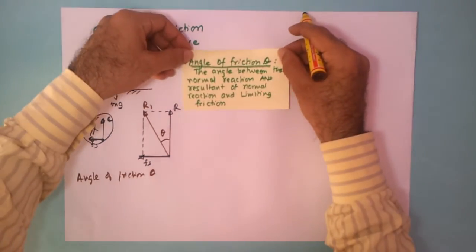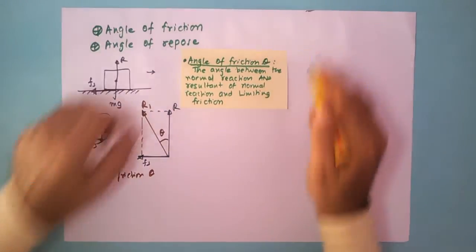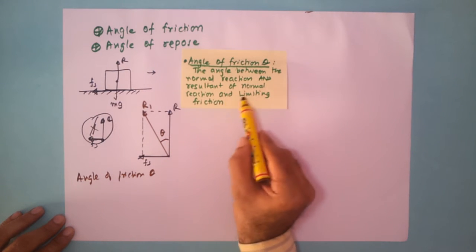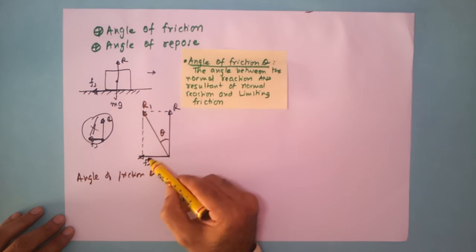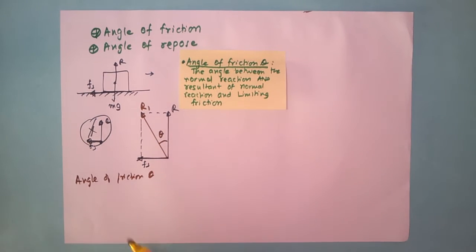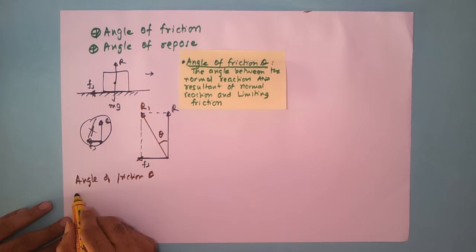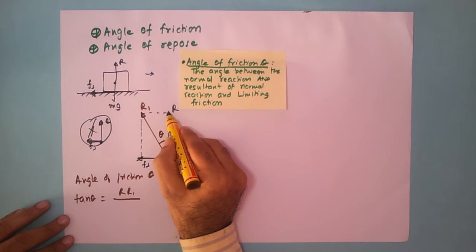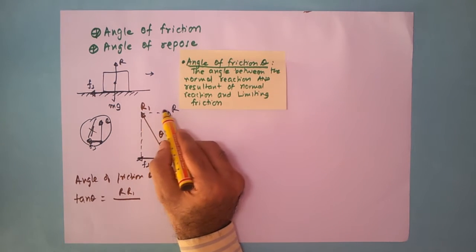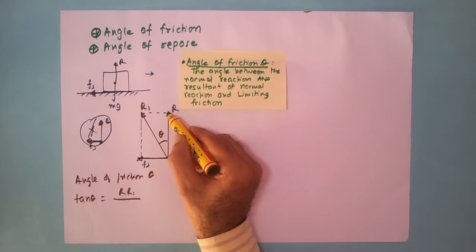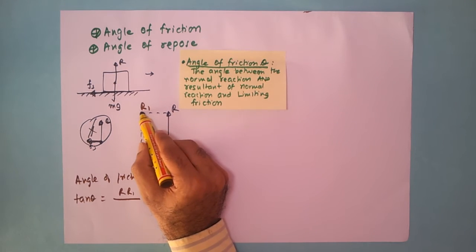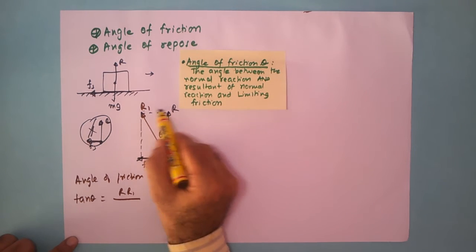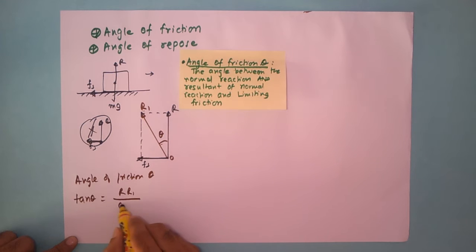The angle of friction is the angle between the normal reaction and the resultant of normal reaction and limiting friction, the resultant of the normal reaction and the static friction. This is angle theta. If I take tan theta, it would be R1, the opposite side. Actually R1 represents this vector, R represents this vector, but for the sake of simplicity I'm calling this point R1 and this point R. Let us call this point O. Then tan theta would be R1 as opposite side upon adjacent side OR.